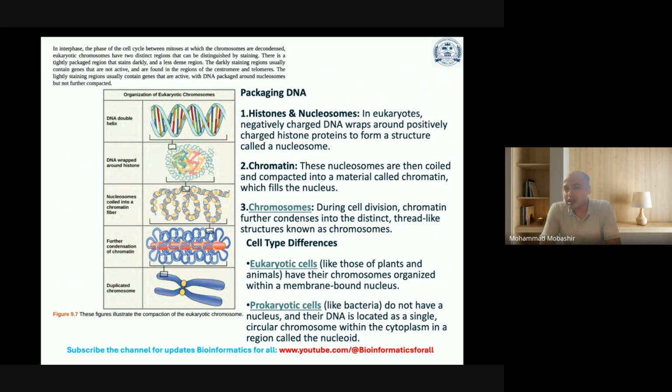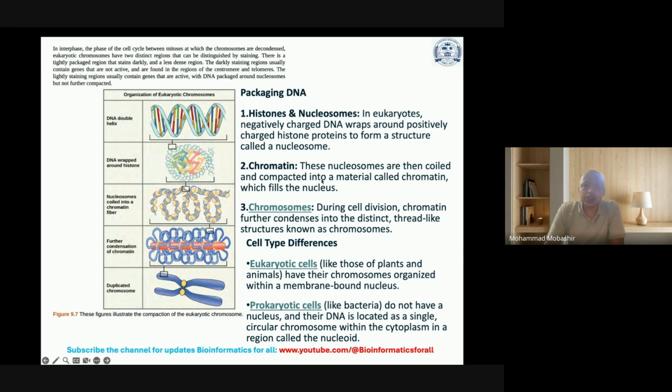Eukaryotes, like those of plants and animals, have their chromosomes organized within a membrane-bound nucleus, while prokaryotes, like bacteria, do not have a nucleus and their DNA is located as a single circular chromosome within the cytoplasm in a region called the nucleoid.